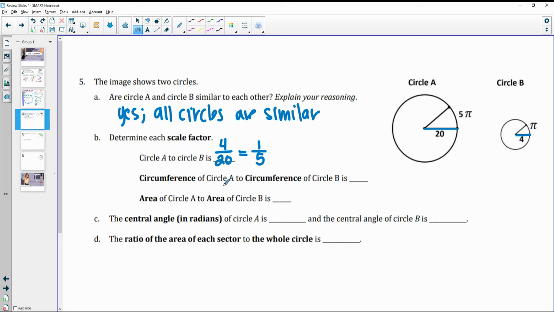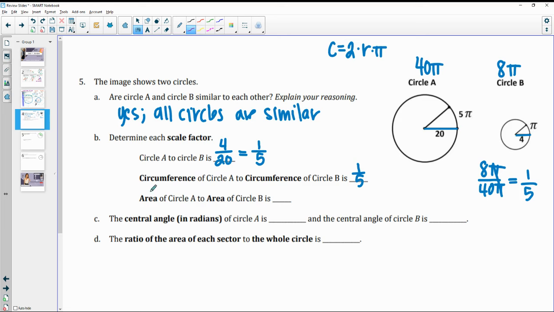Then the circumference of circle A to circle B. So determine the scale factor of each of these. Circumference is just a linear measurement, so it's going to be the same scale factor as your circles are. So if you just want to copy down the scale factor from this one, that's going to be true. You could also figure out the circumference, and then you could compare them that way. So remember that circumference is 2 times the radius times pi. So the circumference for this one, 2 times 20 is 40 pi. And then 2 times 4 is 8 pi. So then if we compare those, 8 pi over 40 pi, the pi's will cancel. 8 and 40 both divide by 8. 8 divided by 8 is 1. 40 divided by 8 is 5. And you see that it's that same scale factor as when we compared the radii.